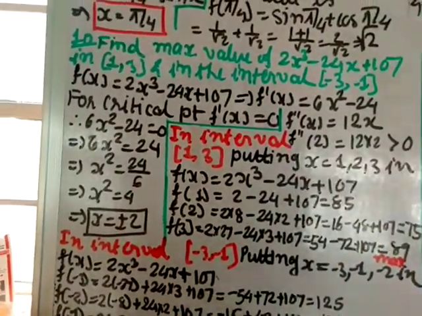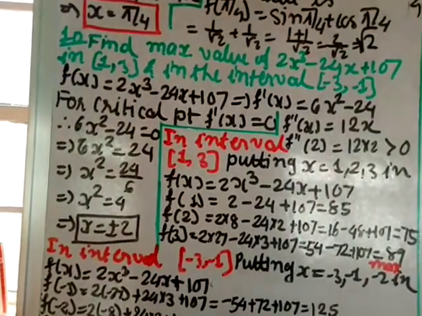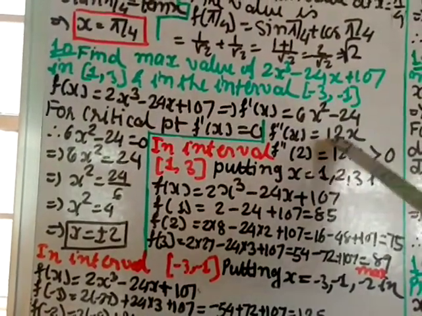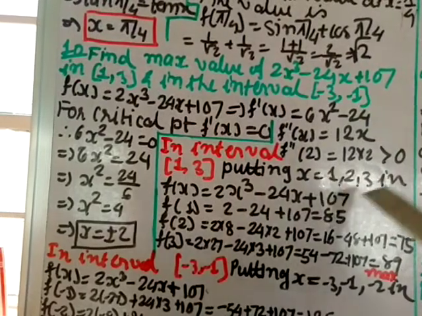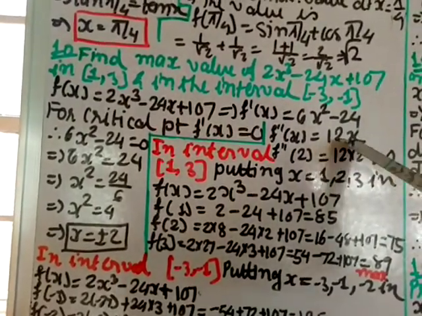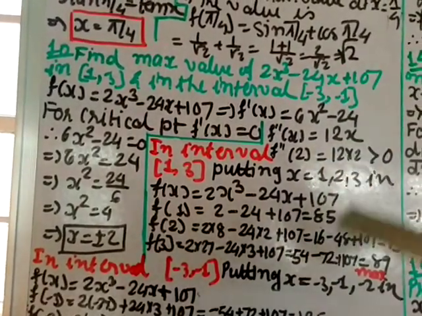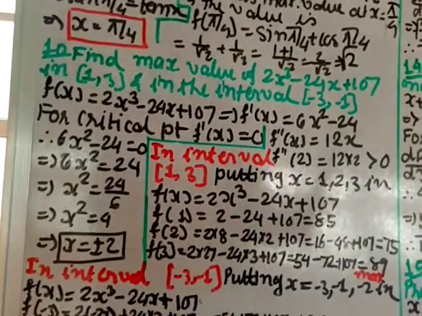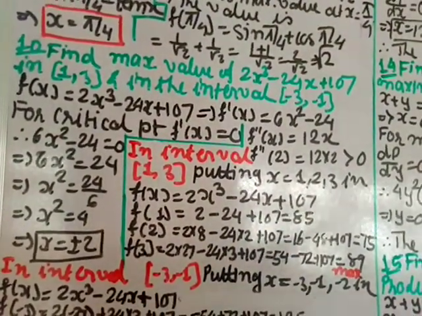Now I'll first put 2 in f double dash x here. When you put it, the answer is greater than 0, that means it has a minimum value. And if I put minus 2, it is a negative answer, so it has a maximum value. Okay, so one will have maximum, one will have minimum.